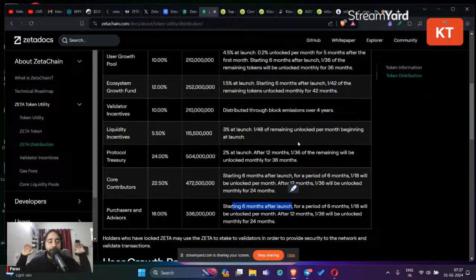So yeah, if you want to plan, if you want to make a buy or sell decision, you can make a decision today itself by investing early into this token. Of course, not financial advice here. That is just pure information derived from the tokenomics part of it.